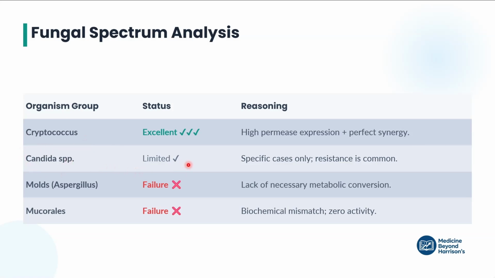For Candida, there is a limited spectrum of activity, in specific cases only, and resistance is also very common for use cases of Candida. For molds, it leads to failure, and for eukaryotes it does not give any benefit. Because of biochemical mismatch and zero activity against them, and the lack of necessary metabolic conversion, it is not used.